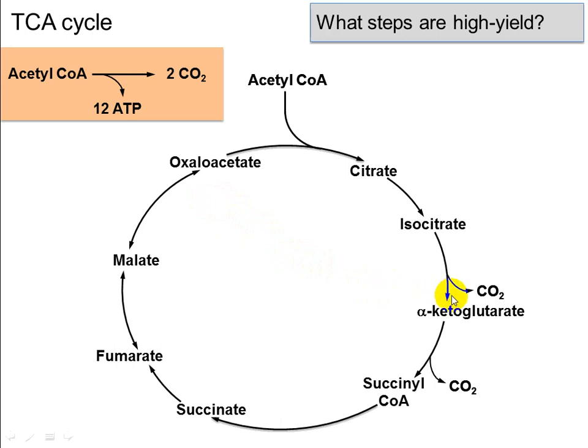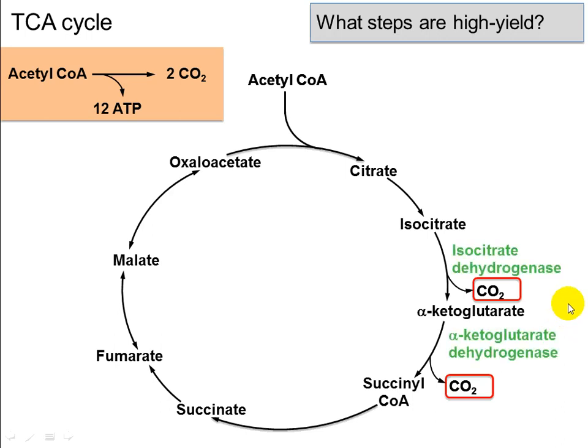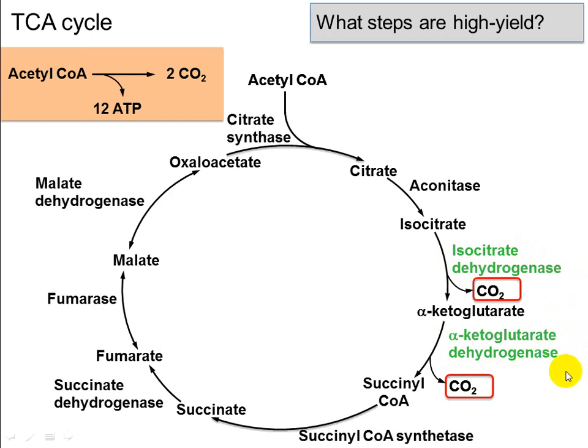It turned out 2 steps that associated with release of carbon dioxide are more important than the others. Here are the enzymes. First one, isocitrate dehydrogenase. Second one, alpha-keto glutarate dehydrogenase. These are high-yield enzymes. The rest are low-yield enzymes.